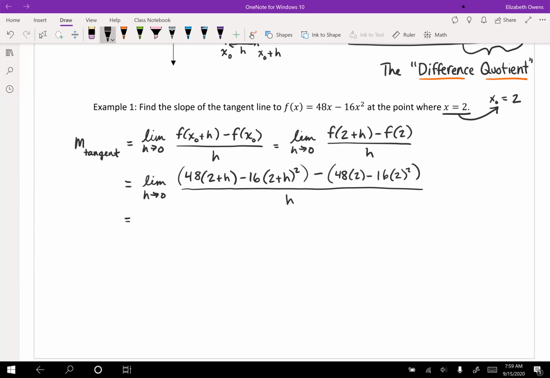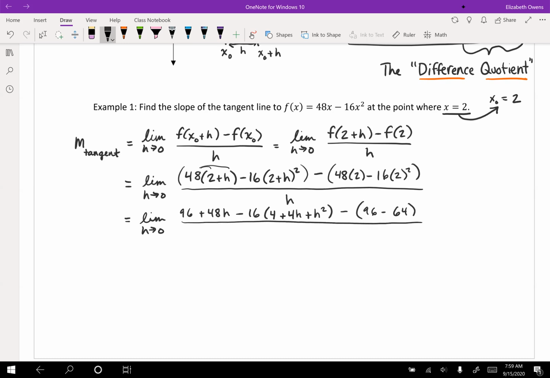Okay, so we've got the limit as h approaches 0. And let's do a little bit of distribution here. We got 96 plus 48h. And then I'm going to distribute out that 2 plus h squared. That would make 4 plus 4h plus h squared. Okay. And then minus, in here we'd have 96 minus 16 times 4. Oh, which we could just do that. 16 times 4 is 64. There we go. Okay. All over h.